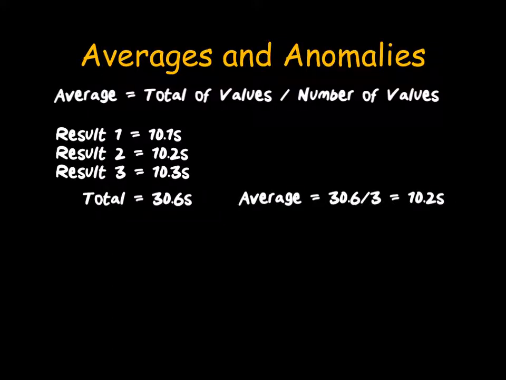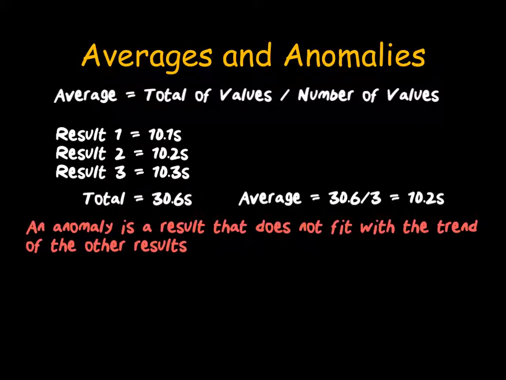However, you will also be expected to identify anomalies. Often in the GCSE papers, they will give you a table of values to work out an average, and they will put an anomaly in there without telling you. An anomaly is a value that doesn't fit with the pattern of the other values.